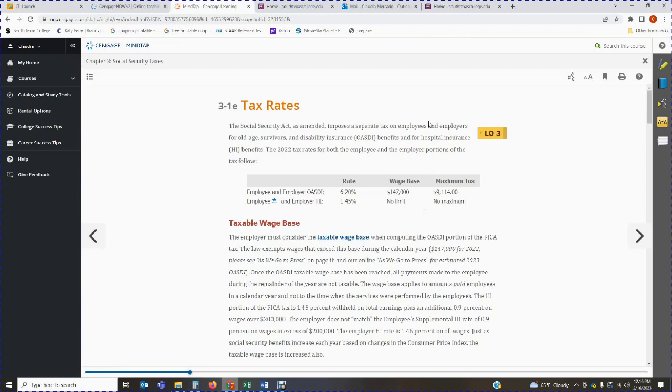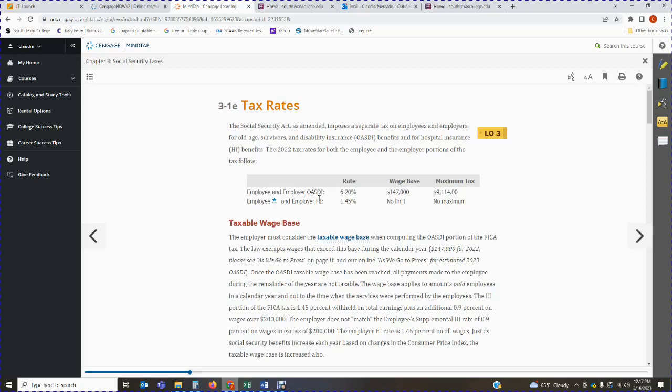If you refer back to Chapter 3, you will find in Section 3.1e our rates and our limits or bases. So for OASDI, an employee is going to pay 6.2% on the first $147,000 of earnings. So the maximum tax for OASDI purposes is $9,114. Once an employee reaches that cap of 147, they no longer have to pay any OASDI taxes. Now for HI, there is no limit, so the employee and the employer will always have to pay that 1.45% on all of the earnings.